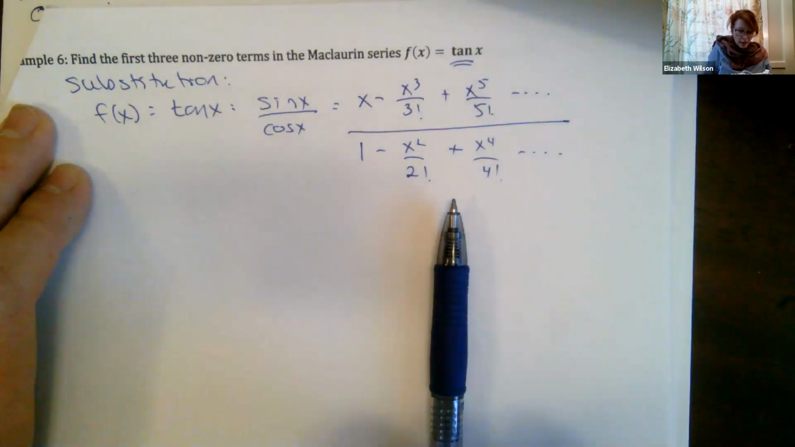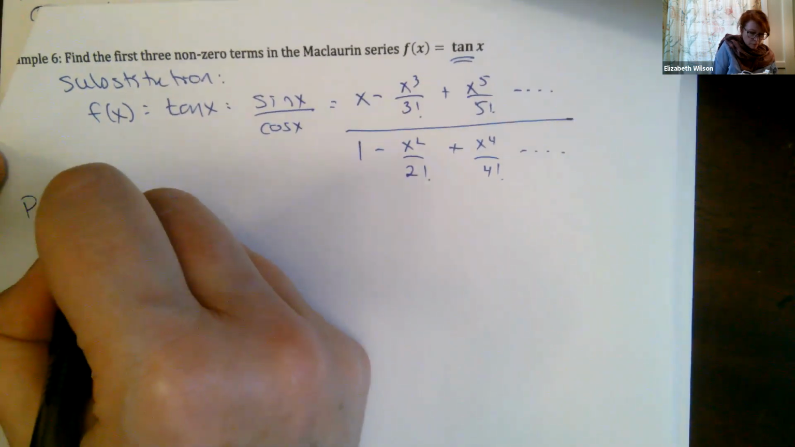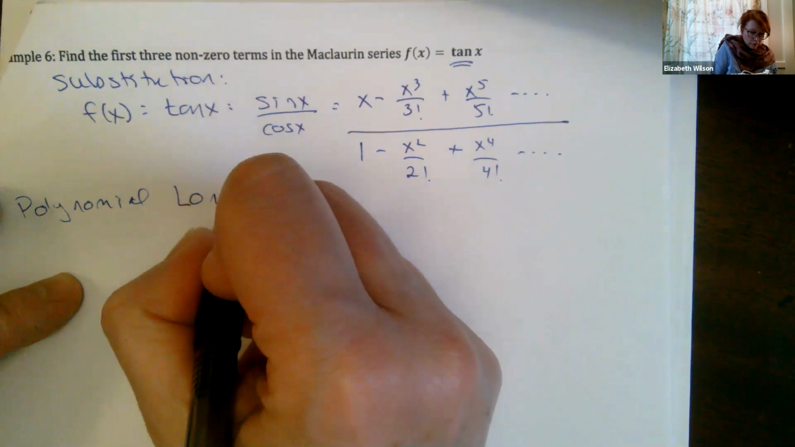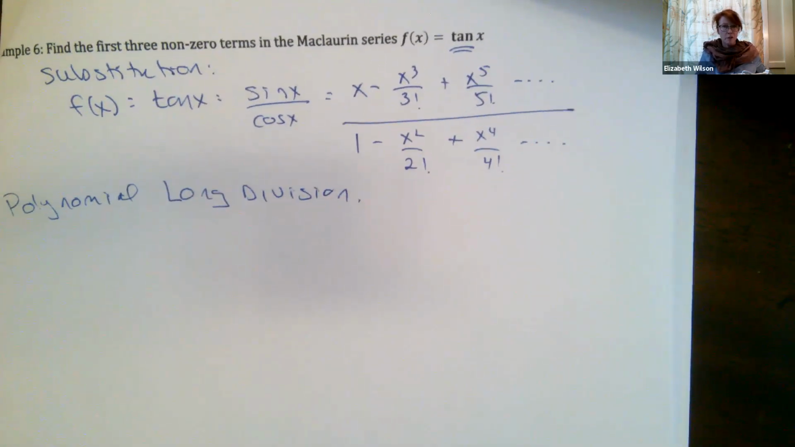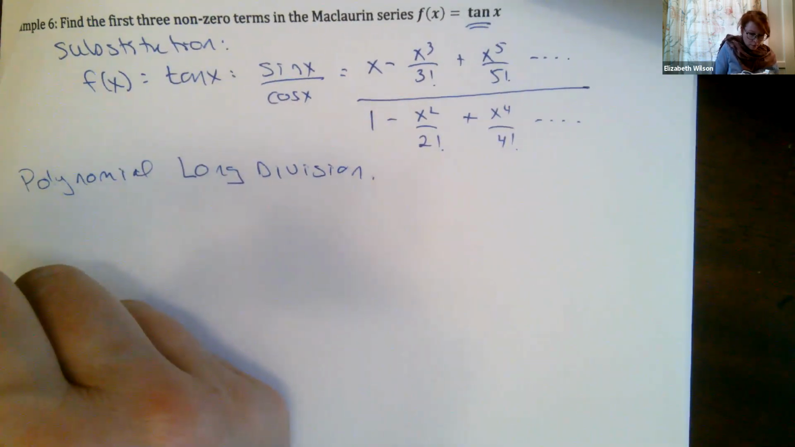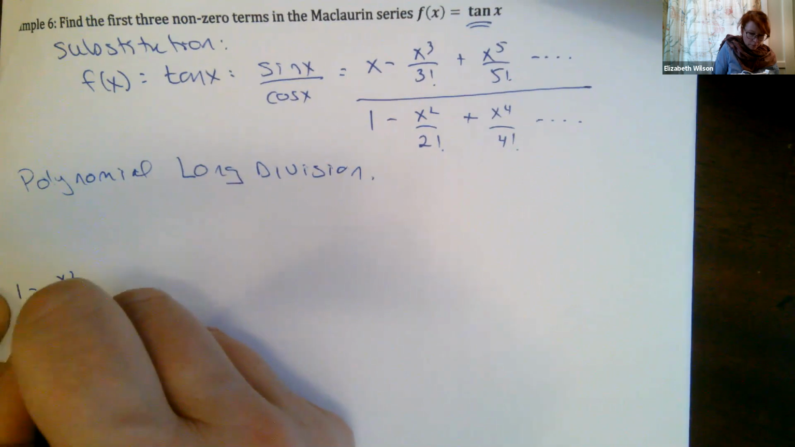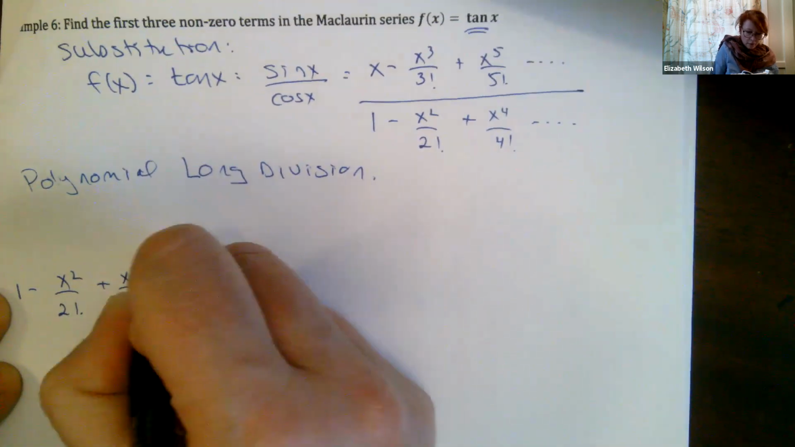Okay, so now what I have is polynomial long division to come up with the Maclaurin for the tangent. Okay, which we can do. So let's take, I'm going to go 1 minus x squared over 2 factorial plus x to the 4th over 4 factorial divided into this right here.